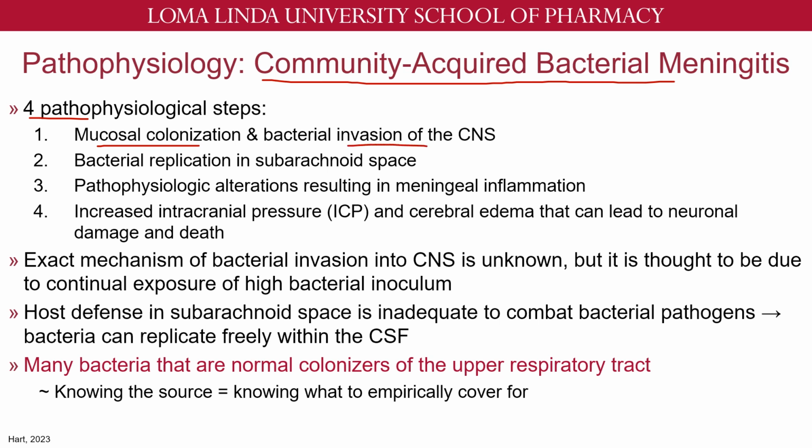And once they invade into the CNS, they will become an opportunistic infection, right? There's nothing else in there, and the CNS is what we call a sterile site, so bacteria and other microorganisms shouldn't belong in there. So they're going to take advantage and just start replicating in that subarachnoid space. And ultimately, that will result in meningeal inflammation, where we start to see our clinical signs and symptoms of meningitis. Meningeal inflammation will result in increased intracranial pressure, or ICP.